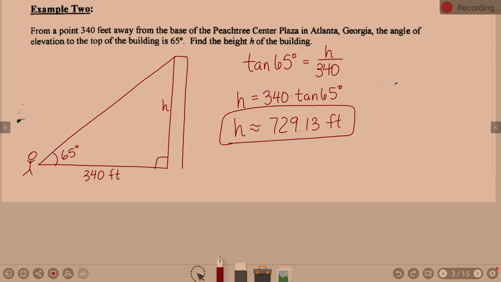Now, you'll see tangent in a lot of word problems, to be honest. However, that's not always the case, okay? Draw a picture, look for those connections, is what I will say there, okay?